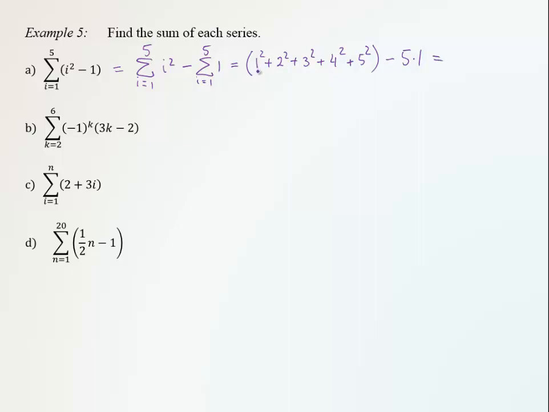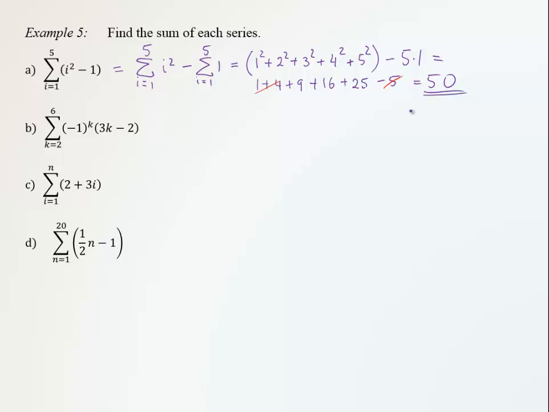Okay, so what do we have here? 1 plus 4 plus 9 plus 16 plus 25 and minus 5. Okay, so 4 plus 1 gives us 5, subtract this 5, and 16 and 9 is 25 plus another 25. That really gives us 50.